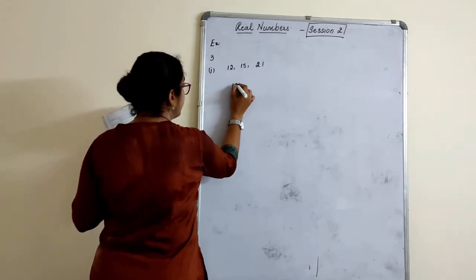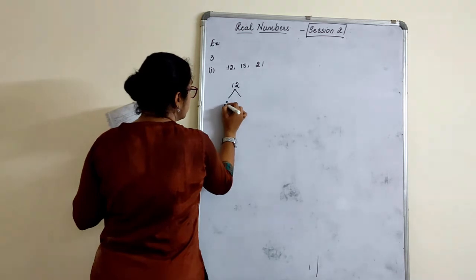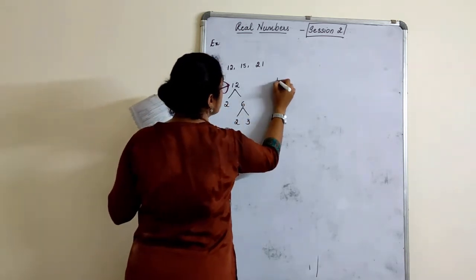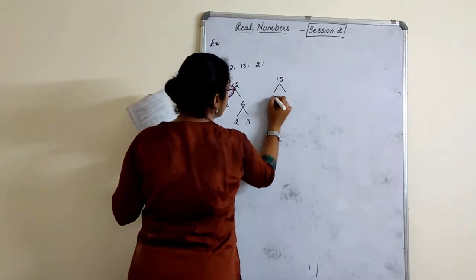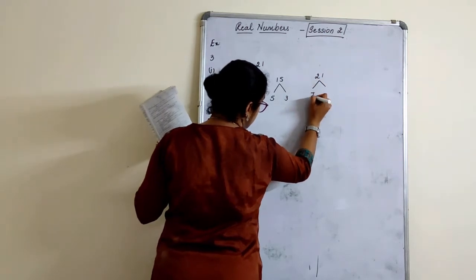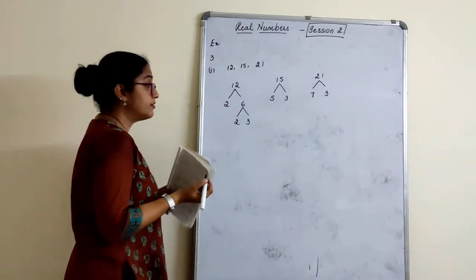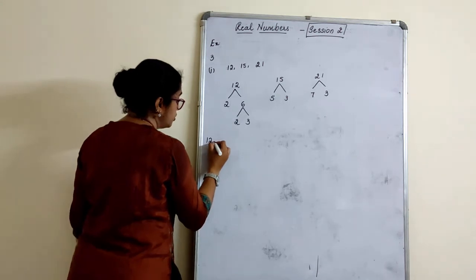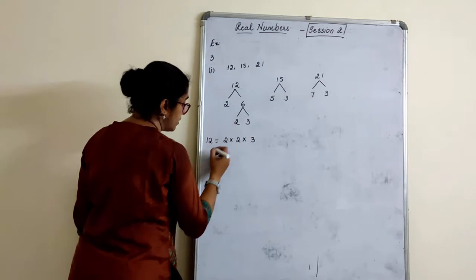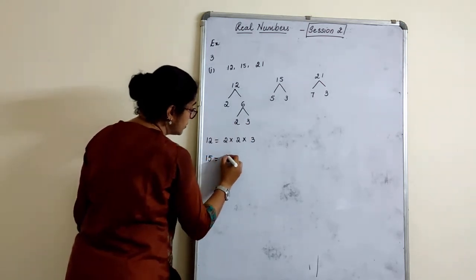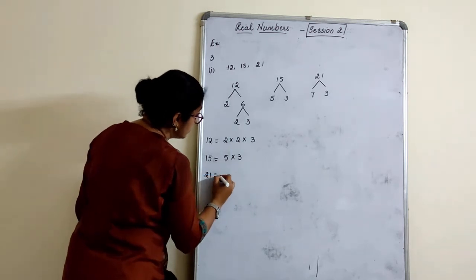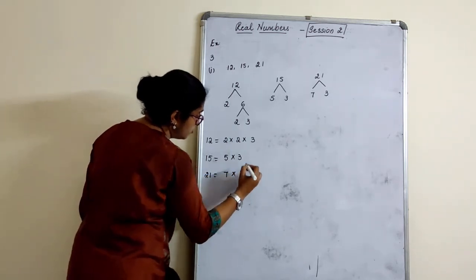First we'll write the factors for 12. 2 6s are, 2 3s are. 15, 5 3s are. 21, 7 3s are. Right? Write the factors now. 12 is equal to 2 into 2 into 3. 15 is equal to 5 into 3. 21 is equal to 7 into 3.